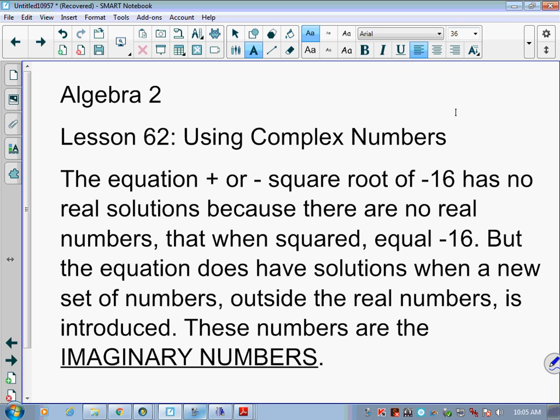So if you remember, way back early in the year, we covered different types of numbers, right? And the very largest category is real numbers. And inside of real, there's rational and irrational, correct? Well, if there are real numbers, shouldn't there be another category? What would be the opposite of real? Imaginary. If it's not real, it's imaginary.